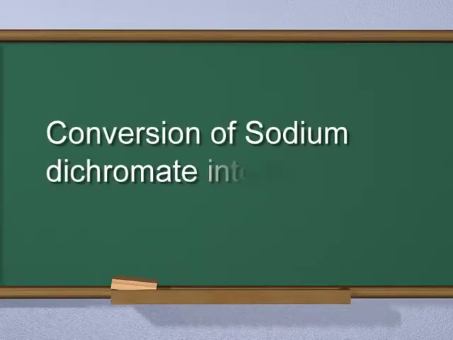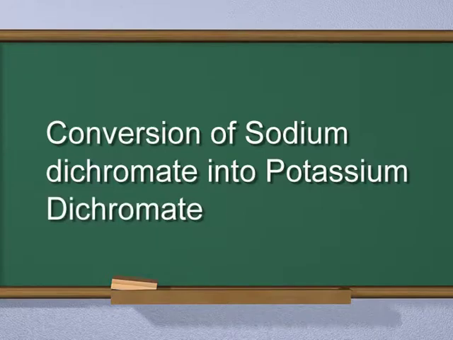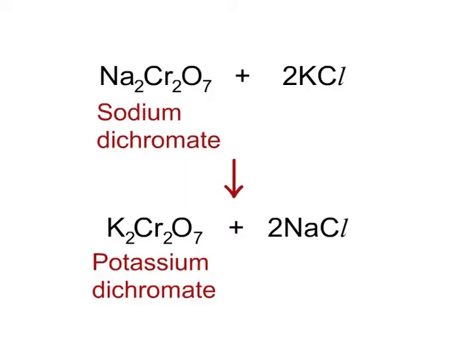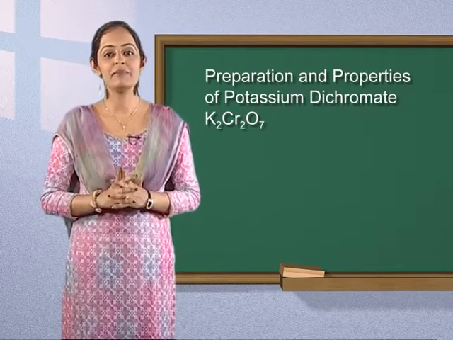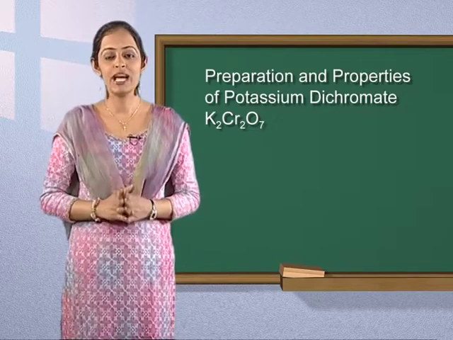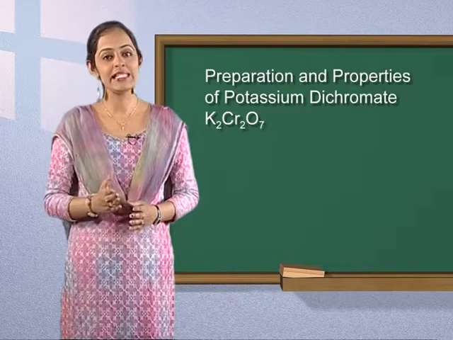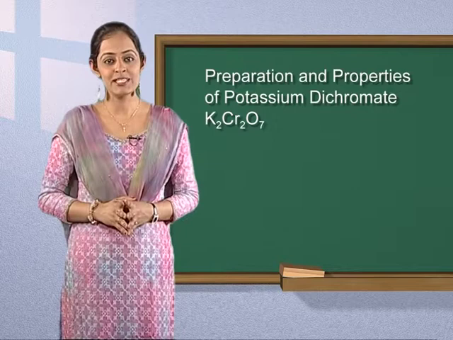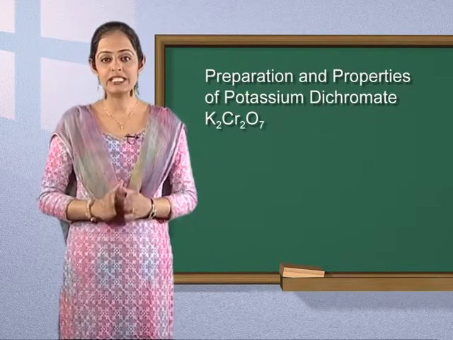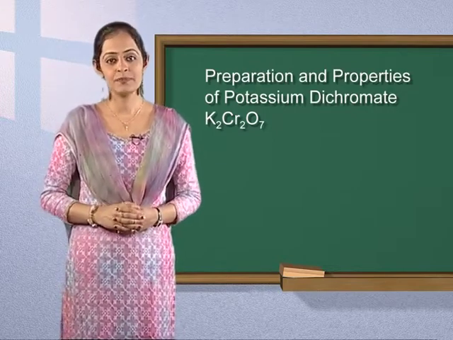Conversion of sodium dichromate into potassium dichromate. The sodium dichromate formed is treated with potassium chloride to form potassium dichromate. The reaction can be shown on screen. Now, after learning the various methods of preparation of potassium dichromate, let us learn about its properties. During the study of properties, we will deal with both physical and chemical properties.